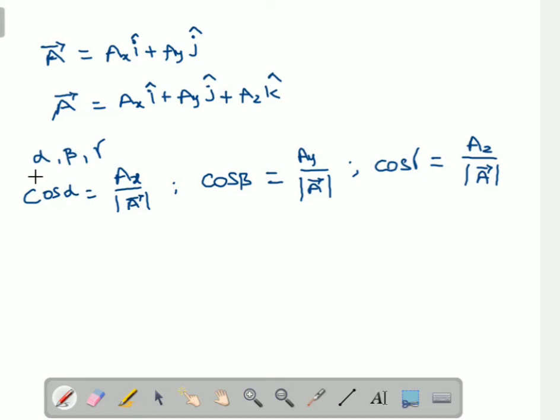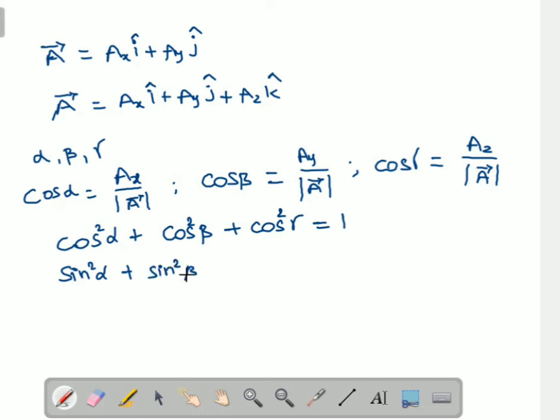Based on this we can write a relation: cos square alpha plus cos square beta plus cos square gamma is equal to 1. This relation is valid for these angles. We can write one more relation in terms of sine: sin square alpha plus sin square beta plus sin square gamma, which is equal to 2. These relations are useful in solving problems.